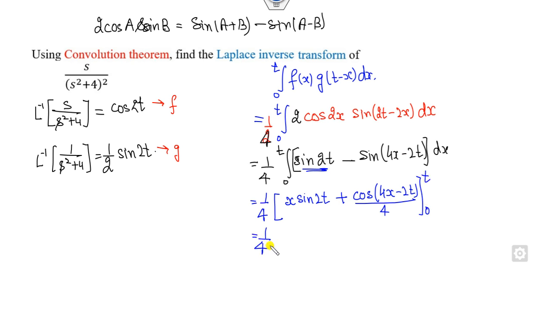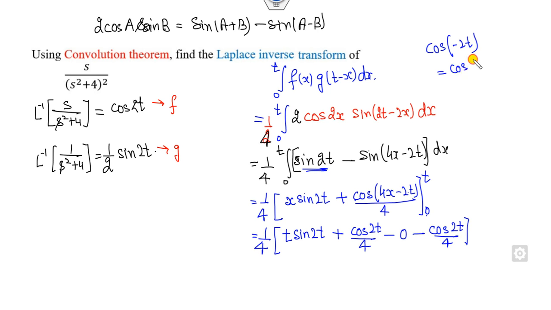So what is the answer of this? When you substitute here, it is t sine plus 4 minus 2 is 2, divided by 4. When you substitute 0, it's 0. When you substitute 0, it's a minus cos of 2t divided by 4. Make sure it's cos of minus 2t, and we all know cos of negative will always be positive. Now what is the answer of this? It will be cancelled out. So the right answer is t sine 2t divided by 4, which is the right answer of the problem.